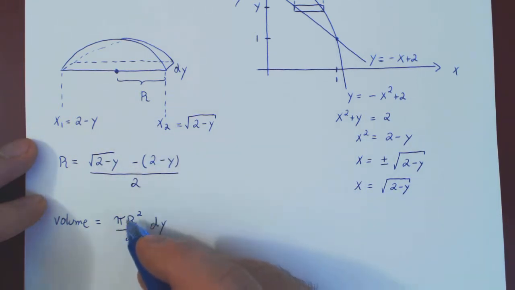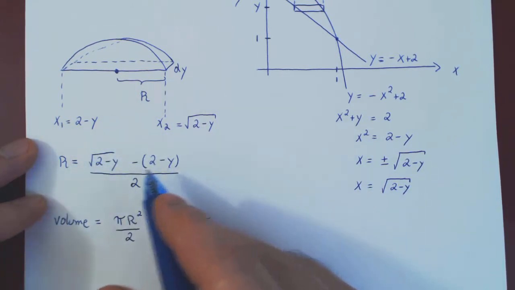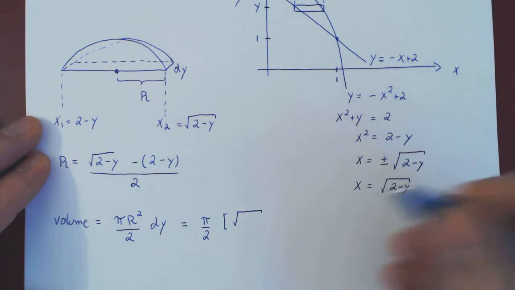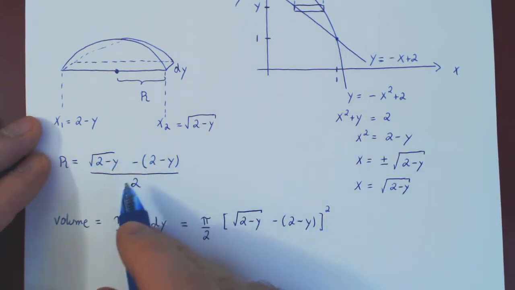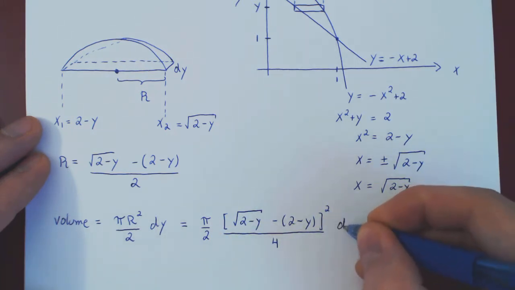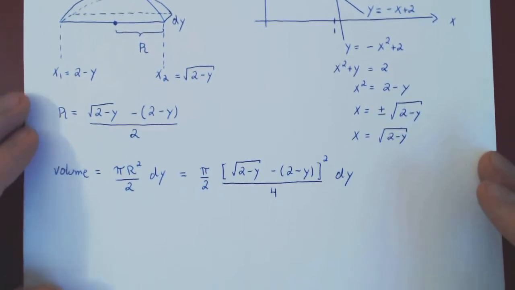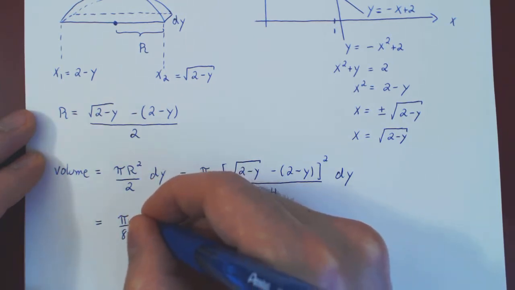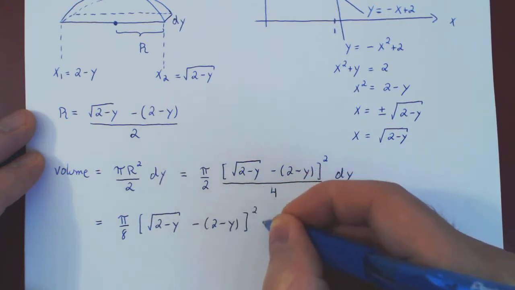Now we can replace the radius by its function of y. So what do we get? We get pi over 2. And if I square this, I will square the numerator and denominator separately. So I will have, on the numerator, the square root of 2 minus y minus 2 minus y squared, squaring the numerator, over 2 squared, which is of course 4. This is pi r squared over 2 times dy. I'll combine the 2 and the 4 together, and I will not expand this out. I'll leave it as it is for now. So the volume of our infinitesimal semicircle is simply pi over 8 times the square root of 2 minus y minus 2 minus y, the whole expression squared, dy.